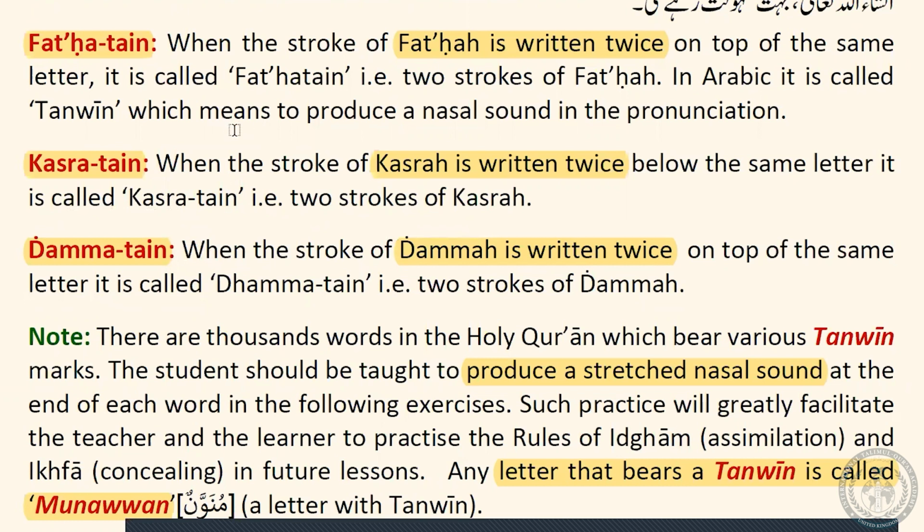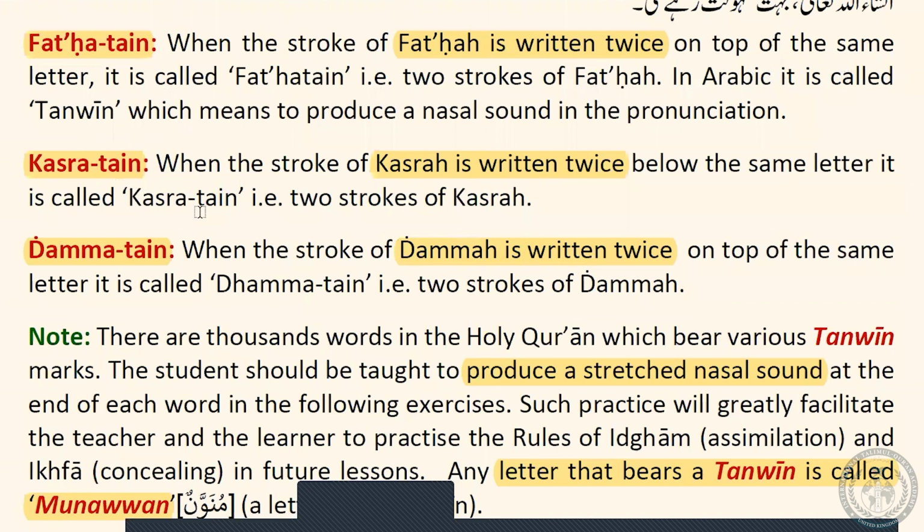Okay, but how would you recognize these Tanween? How would you know in the Holy Quran that you've come across a Tanween and that you have to make a stretched nasal sound? So you can recognize these Tanweens by their sign. And the sign of fathatan is basically fatha written twice. So two fathas written together is the sign of fathatan. And again, just like fatha, they are written on top of the letter.